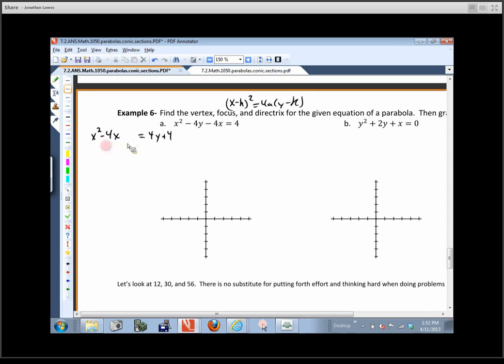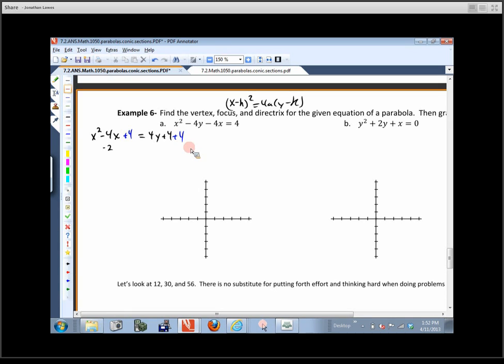I want to complete the square with this. Luckily, this has a 1 out front. Remember, you can't complete the square unless it has a 1 there. So I can take half the middle coefficient, square that, so that's going to be add 4. If I add 4 to this side of the equation, what do I have to do to the other side? Got to add 4 there.